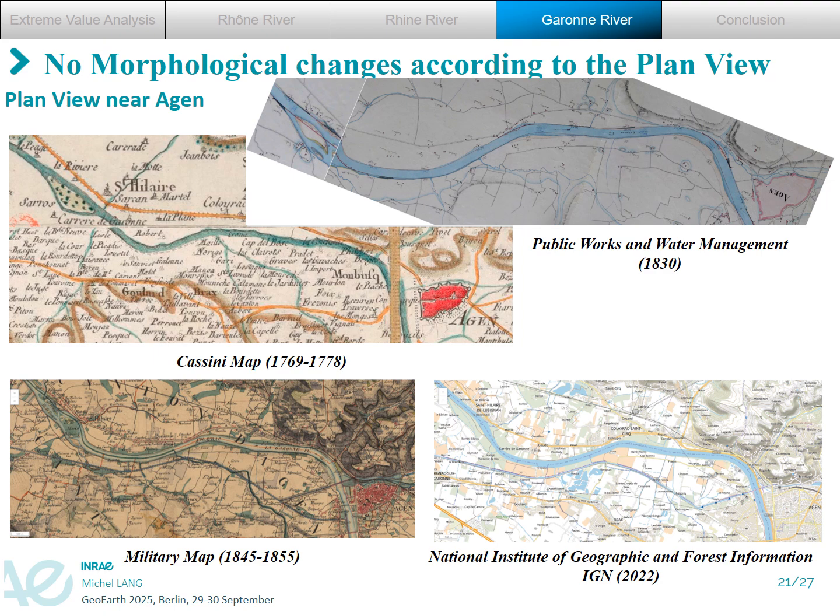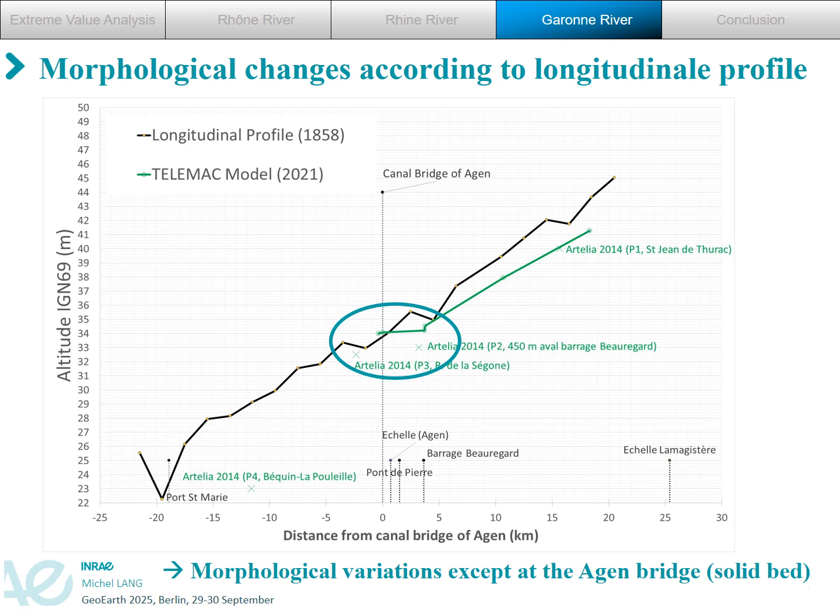According to different plan views, the Cassini map at the end of the 18th century, public works or military maps in the 19th century, or modern maps today, we don't see any major morphological changes. Using different longitudinal profiles, for example in 1858 or today, we see some morphological variations in the altitude of the river bed. But near the Agen Bridge, where the bed is solid with rocks, we don't have morphological changes.